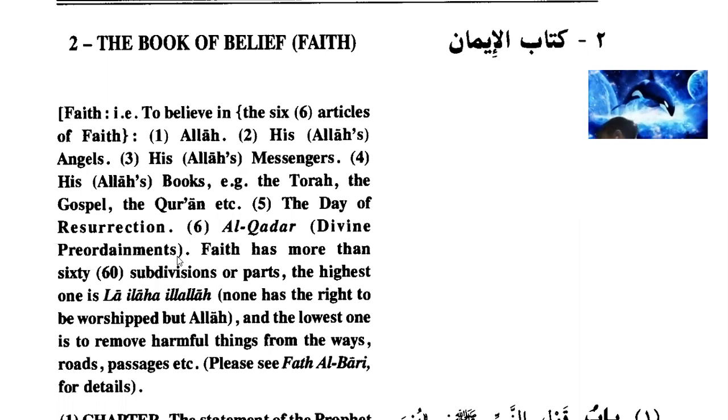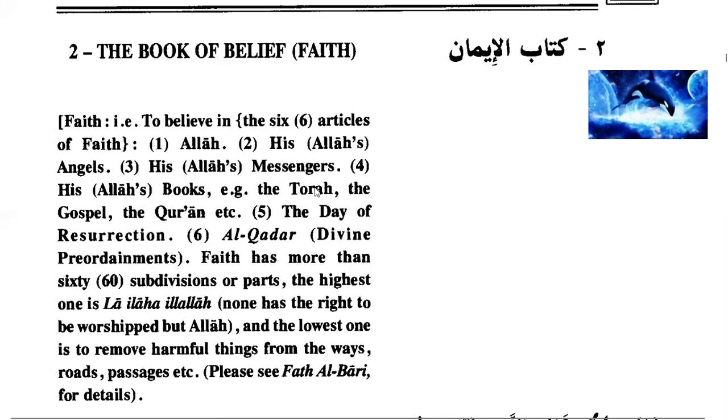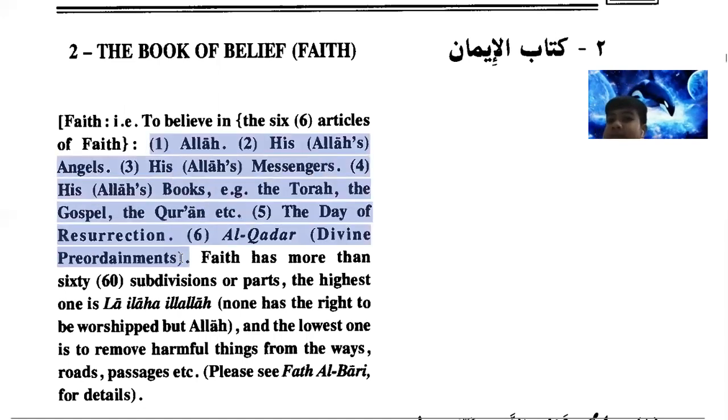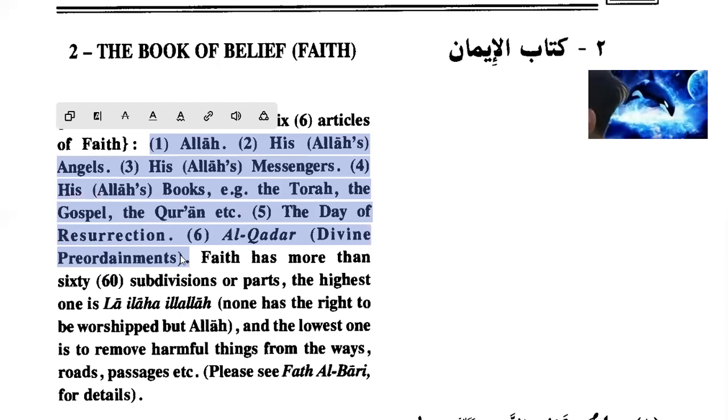But nobody knows what is his destiny. No one knows unless he tells us. So you have learned the six articles of faith. Note these six articles. Six pillars of Islam, or you can say faith. Six articles of Islamic faith. Believe in Allah.